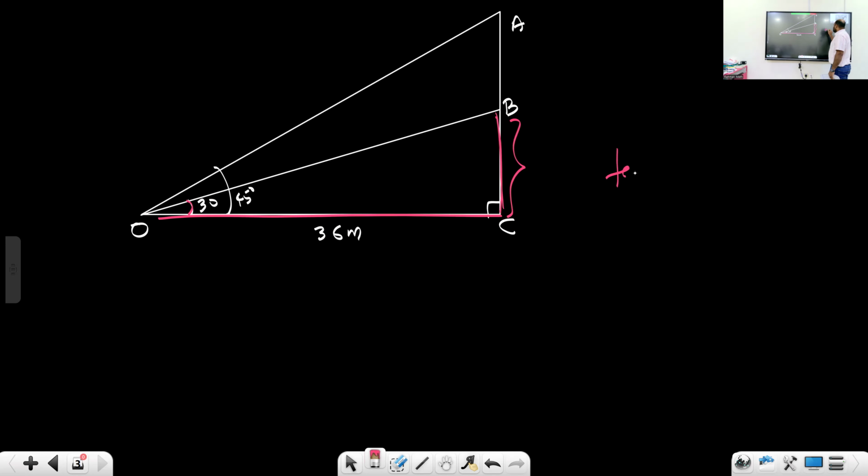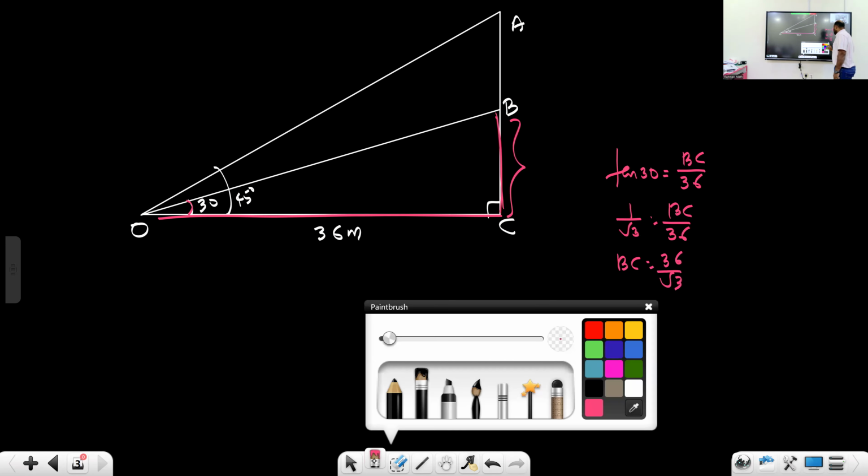In triangle OBC, tan 30 equals, those who don't know trigonometry basics, there is a video on the YouTube link. Just watch and understand it. Tan 30 equals BC by 36, opposite by adjacent. What is tan 30? 1 by root 3. BC by 36, so BC equals 36 by root 3.